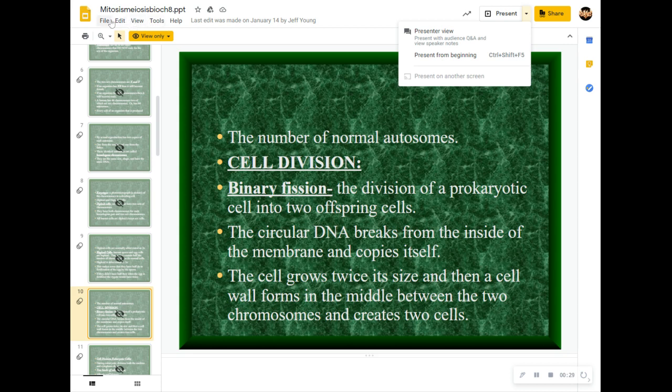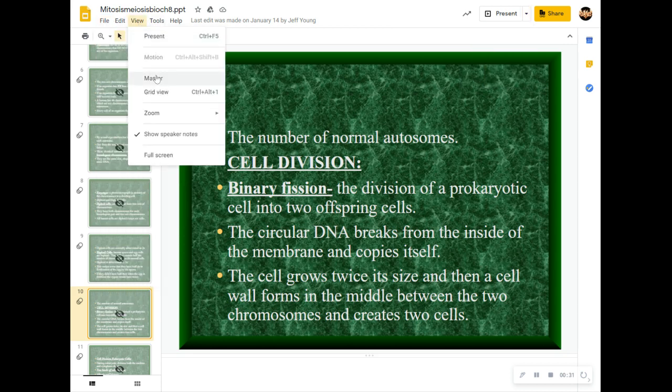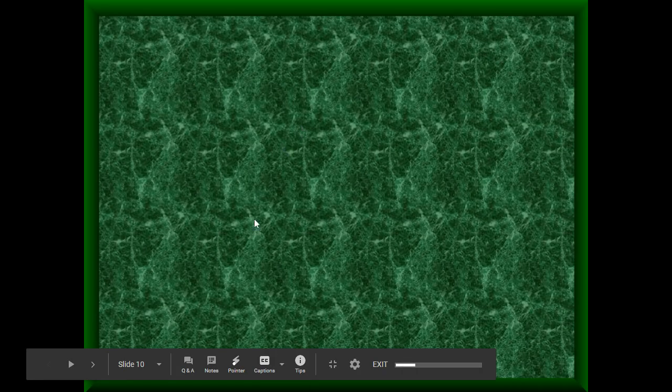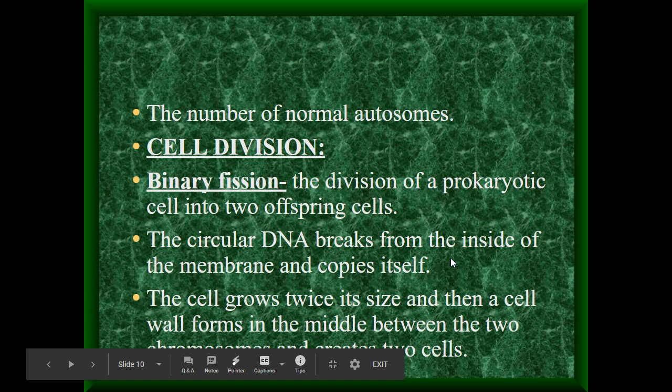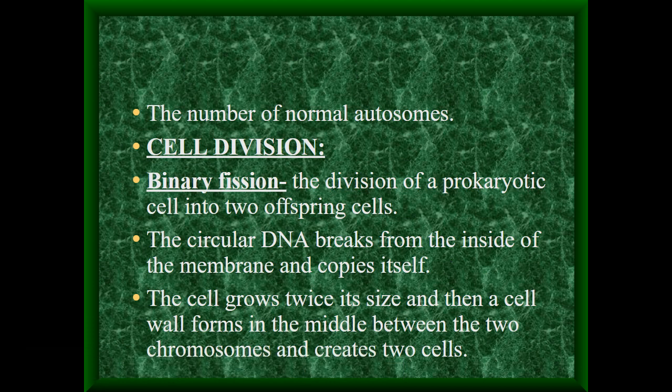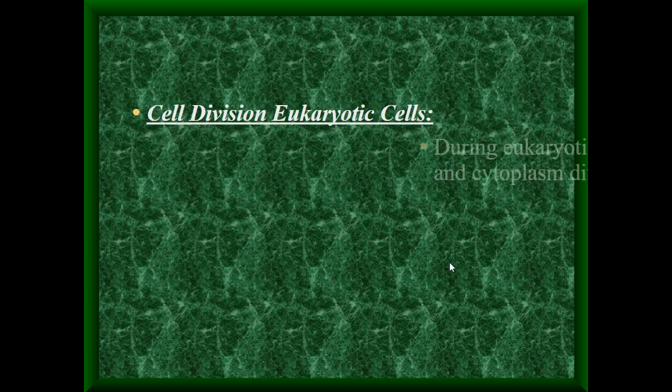Let's see if I can get there. We're moving to 10. So cell division happens through different phases. It is the taking of one cell, splitting into two offspring cells. So they're going to have the same DNA inside of them. It copies itself. It grows so that way it can form two new cells.